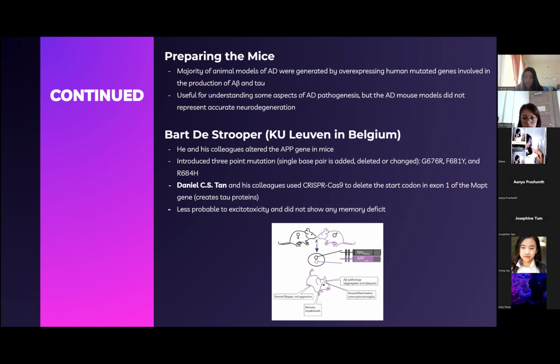Now, using this method, another scientist, Daniel C.S. Tan, and his colleagues used CRISPR-Cas9 to introduce a short deletion in the transcriptional start codon in exon 1 of the MAPT gene, which is the gene that creates tau proteins. These mice did not have any clear phenotype, but compared to previous mice, they were less prone to excitotoxic seizures, which is when your brain is overstimulated, and they did not show any memory deficit.